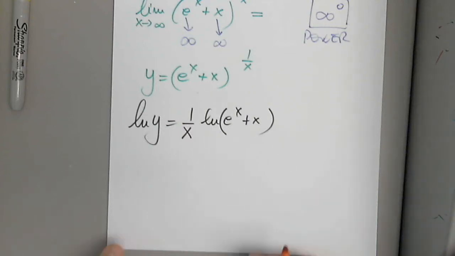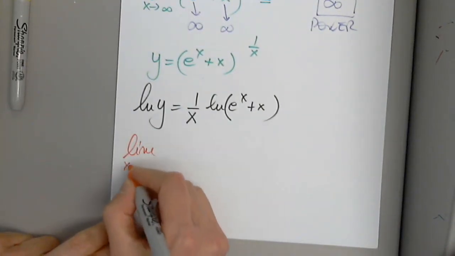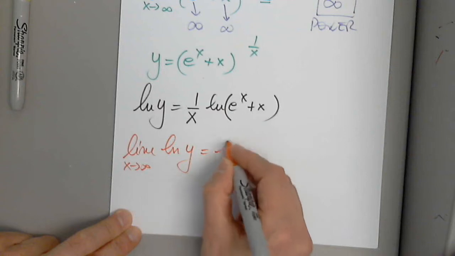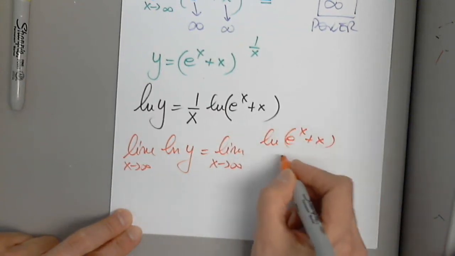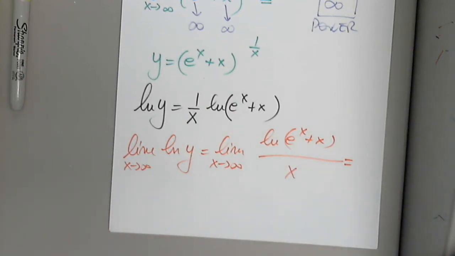Excellent. So I have the limit as x approaches infinity of natural log y equals the limit as x approaches infinity of natural log of e to the x plus x, over x. However, initially it looked rather difficult, but now what do you notice? You notice that the top goes to infinity and the bottom goes to infinity. Pretty straightforward.